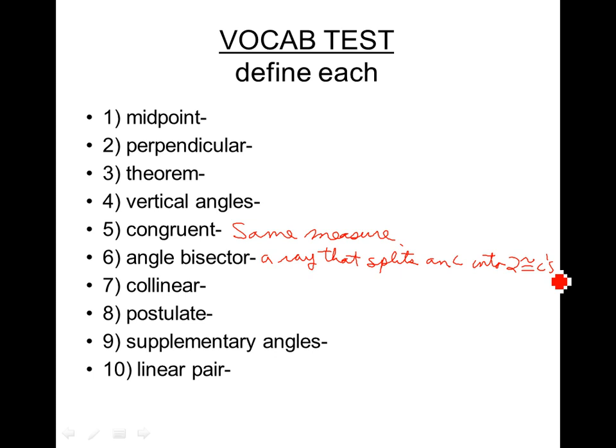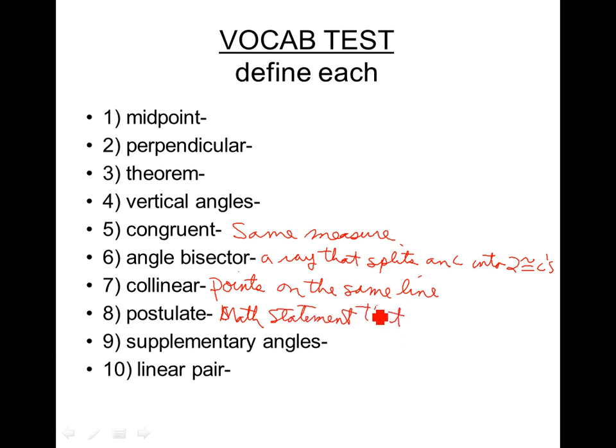Collinear. What's collinear? Points on the same line. You should put points. I probably won't mark it wrong this time, but what's the only thing that can fall on a line? Points. Two or more points on the same line. That's fine. Postulate. What's a postulate? A math statement that we take for granted. A math statement that is taken to be true.